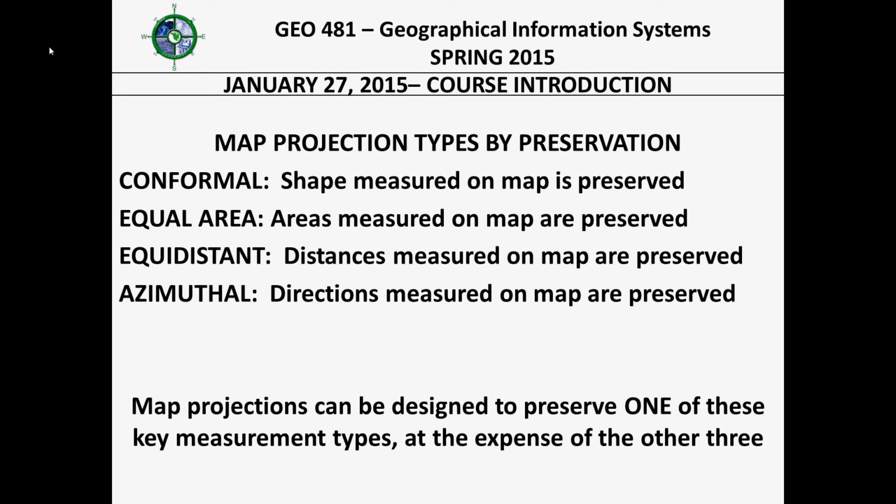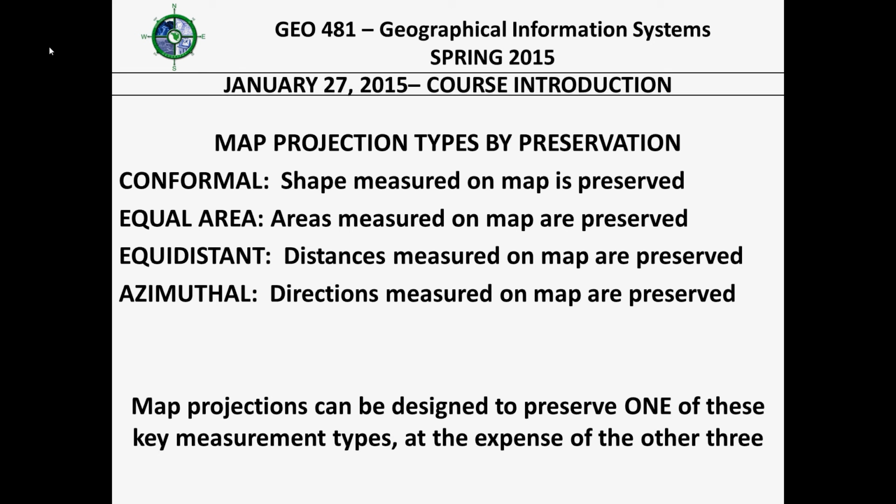You can read these here. I won't go through all of them. Azimuthal is an important one for navigation. In the azimuthal projection, the direction is preserved. The length that you measure on the map might not be right. The shape might not be right. I think I showed you a projection where Greenland looks like it's half the planet, where it really isn't that big.